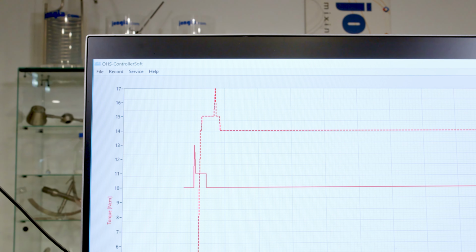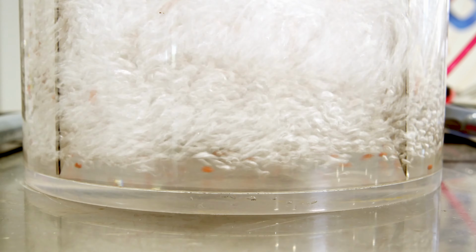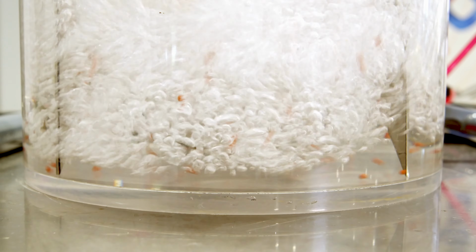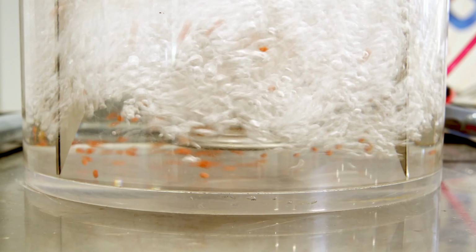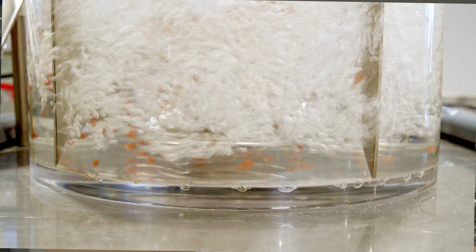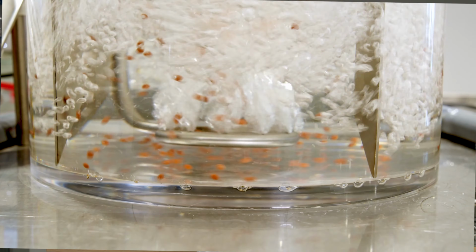Also, there is still a difference in distributing the flow over the bottom of the tank. That has not changed either. What makes the difference between these 2 turbines?